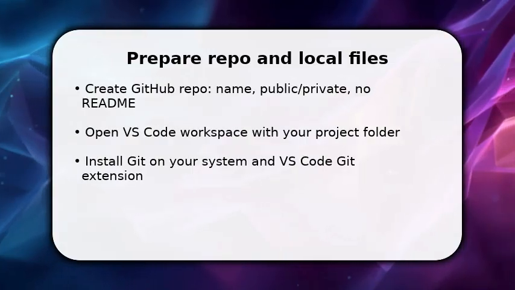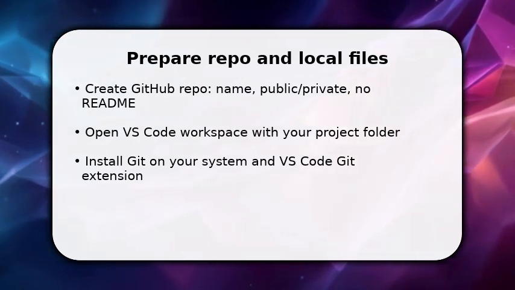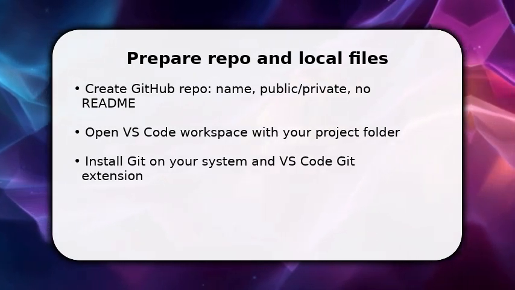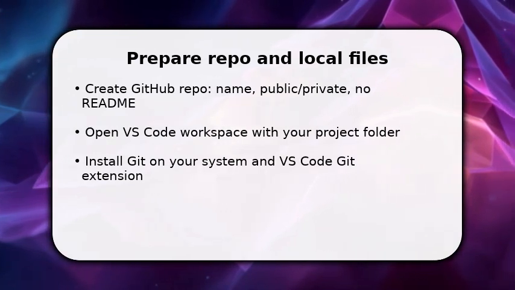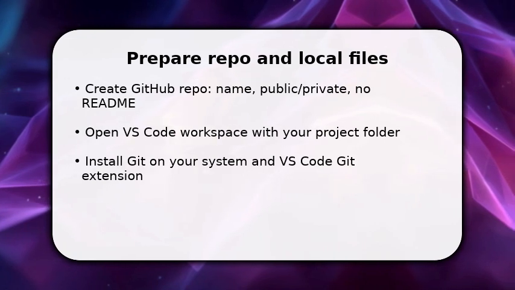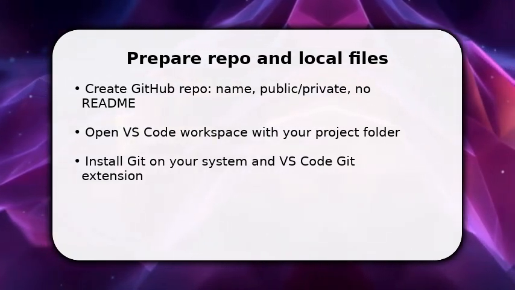You start by creating a fresh repository on GitHub and leaving out a README to avoid merge conflicts. This makes pushing simpler. Open your project folder in VS Code and make sure Git is installed so VS Code can talk to GitHub. Once done, initialize a local repo with git init or use VS Code source control to initialize. This creates the .git folder.